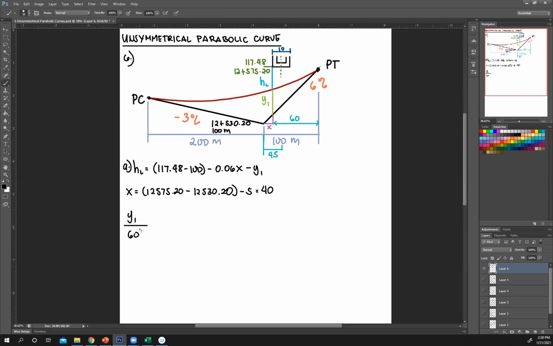Equals h over L2 squared. I don't know h, so now I need to solve for h. h is just L1 L2 times G1 minus G2, all over twice.